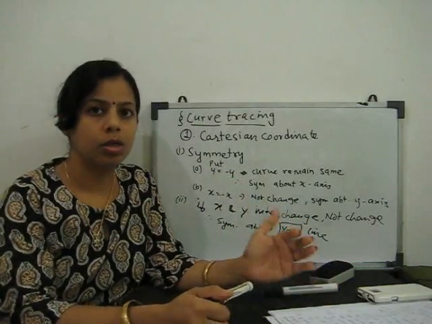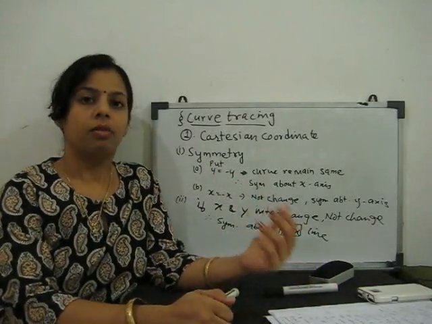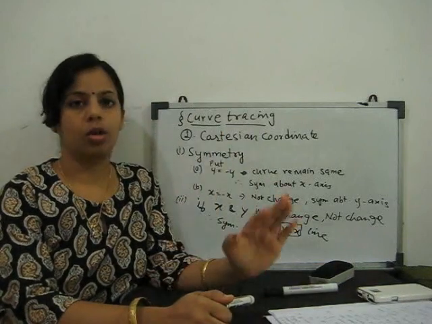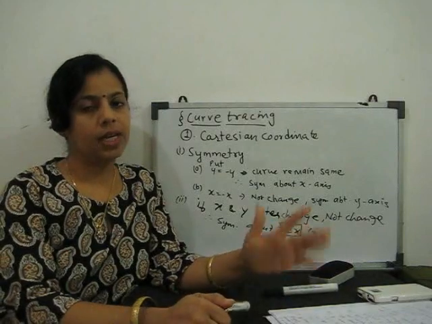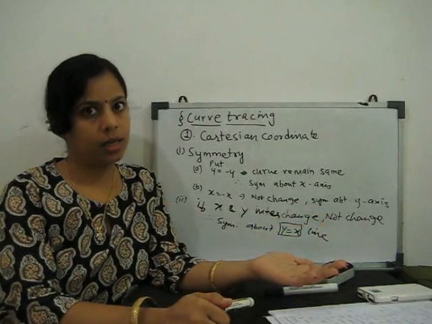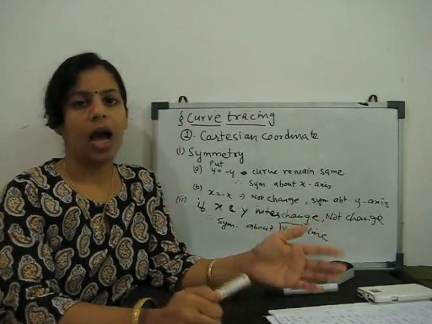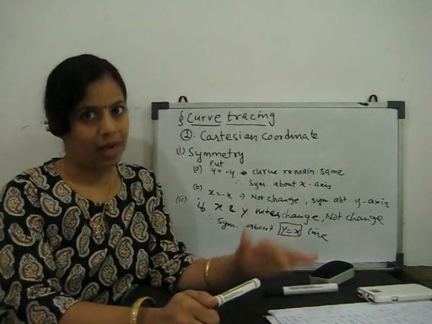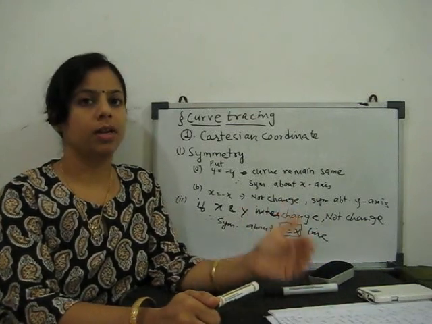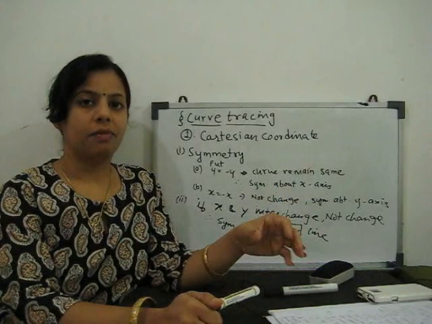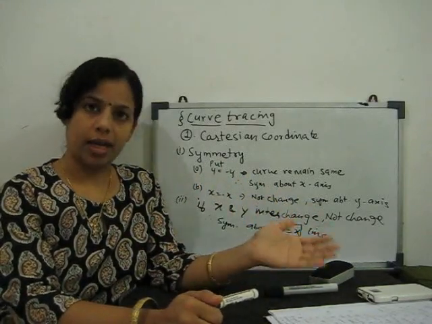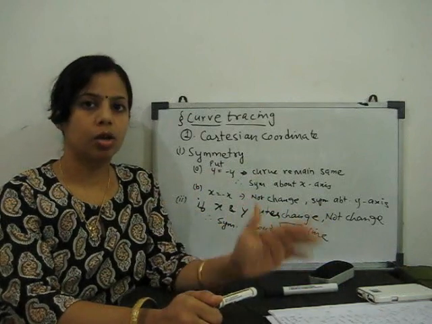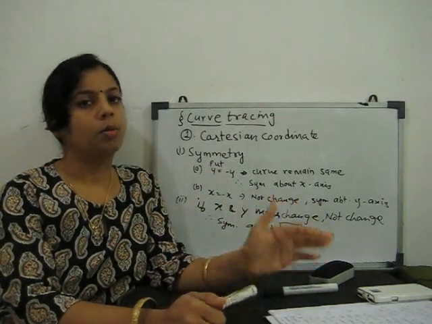First, we discuss curve tracing when our curve is given in Cartesian coordinates. Cartesian means x and y coordinates. Second, when the curve is given in polar coordinates, meaning our curve is given in r and theta. And third is parametric coordinates. Parametric means when our curve is given with x and y as functions of another parameter like t. So x is a function of t and y is also a function of t, that is called parametric.